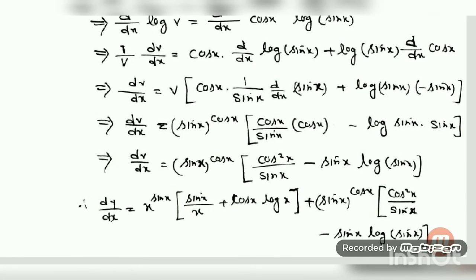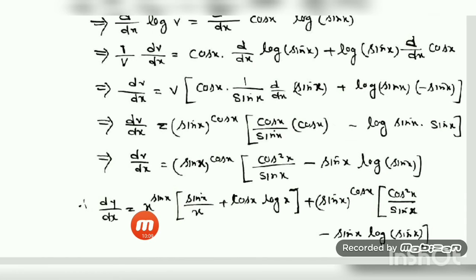After this, I just substituted the value of v, sin x to the power cos x. This is cos x by sin x, the derivative of sin x is cos x, minus log, plus minus is minus, log of sin x into sin x. One more step of simplification I had done here: sin x to the power cos x, here this is cos squared x by sin x. Sin x I have written first, sin x into log of sin x.